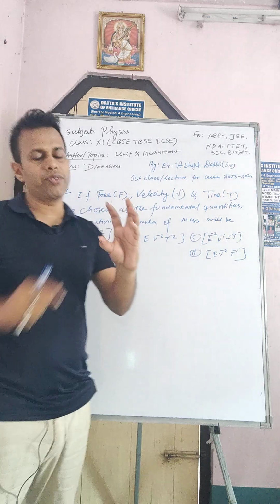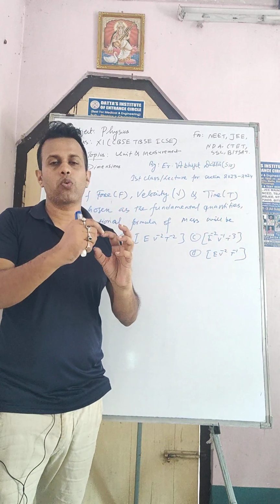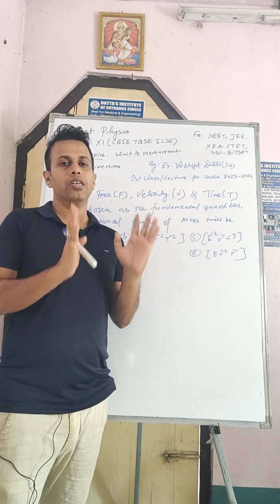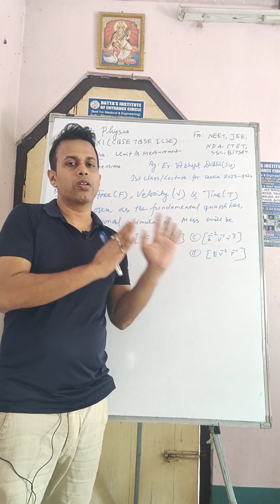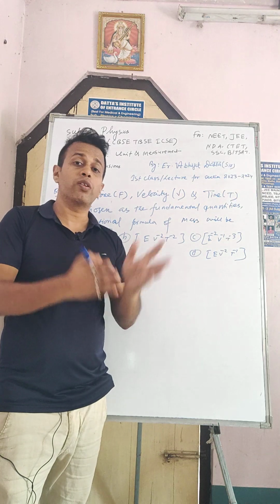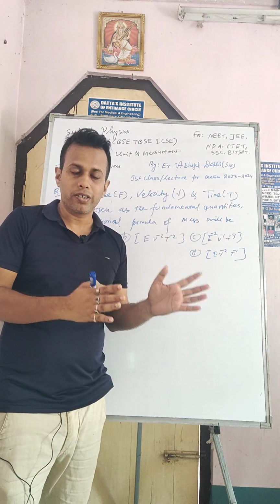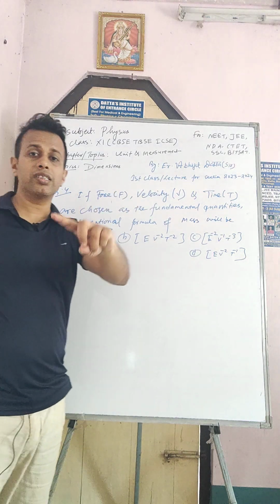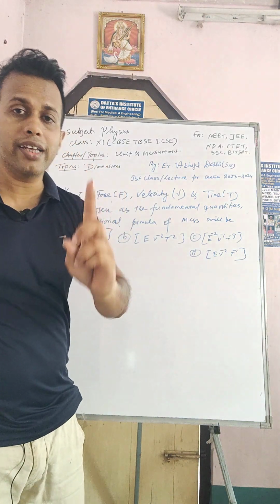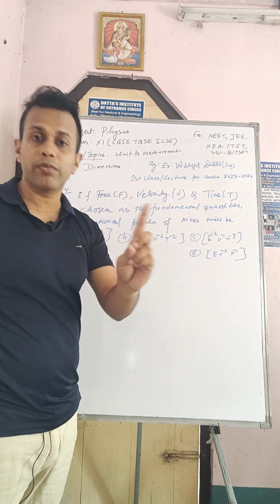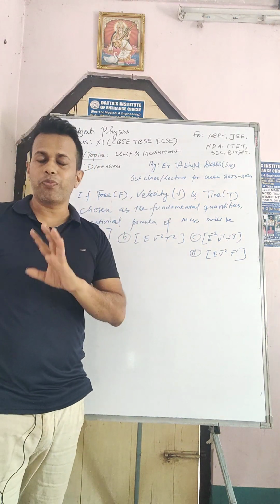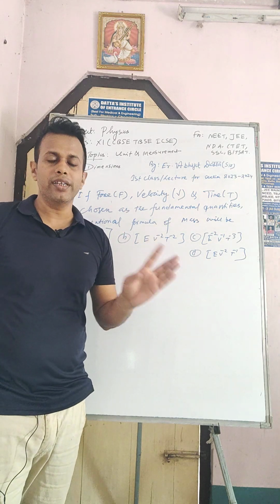If any physical quantity is mentioned in the question as fundamental, you have to treat it as fundamental, in spite of it being a derived quantity. Got my point? If they mention F is fundamental, you have to represent force as F, not MLT minus 2. If velocity is fundamental, that is V, it is V. Otherwise you can split it as LT minus 1.